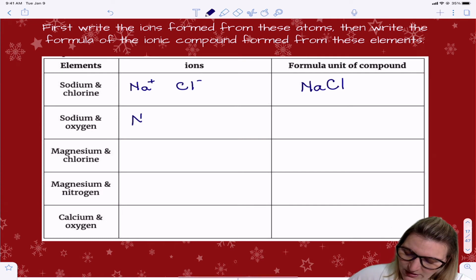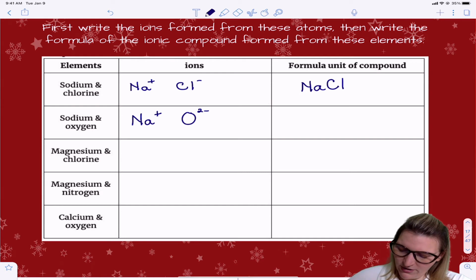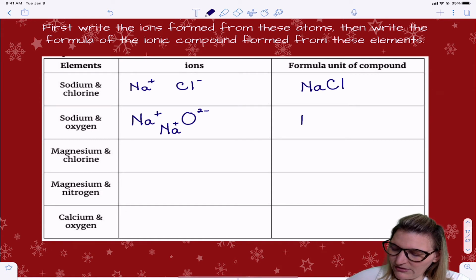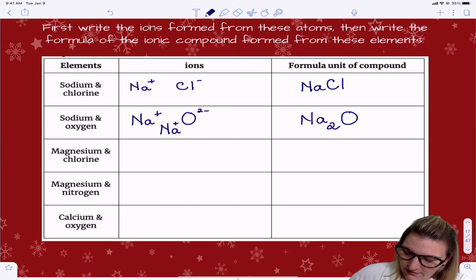Well, what about sodium and oxygen? This is telling me that each sodium will lose 1 electron, but oxygen needs to gain 2. So in order for this to work out, I'm actually going to need 2 sodium, because each sodium is going to lose 1, and therefore 1 oxygen will gain them. So now the subscripts are how many of that ion were needed to become neutral, right?